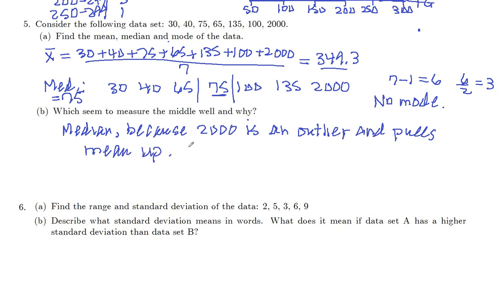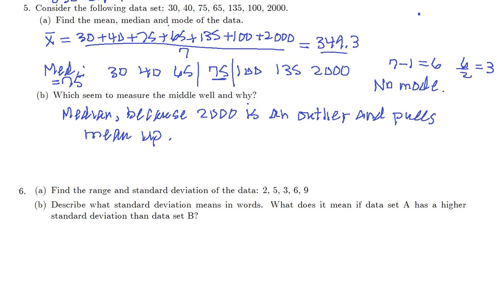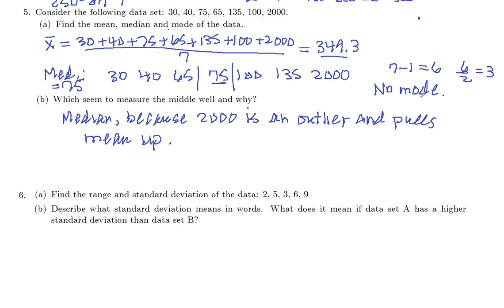Now, if the mean and median were pretty close, then we could use either one. That'd be symmetric data. But this is going to be skewed data because of that outlier. And then if it was categorical data, then mode could end up being the one that makes sense because you can use that one in categorical data.